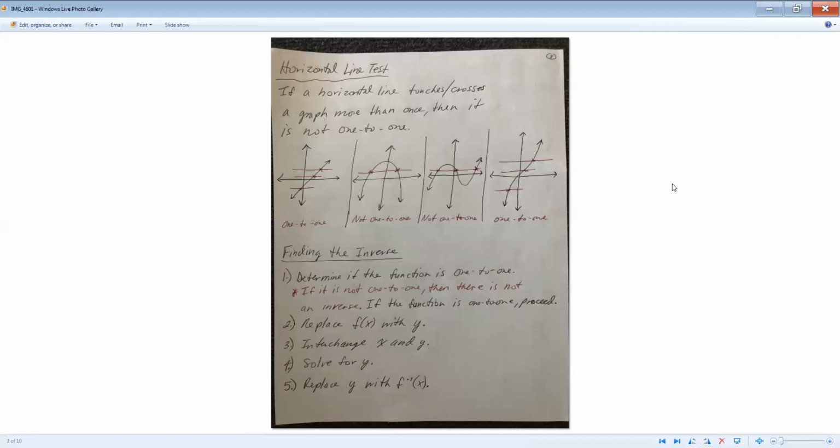So one of the easiest tests that we can use to determine whether a function is one-to-one or not is the horizontal line test, which is very similar to the vertical line test for functions. Horizontal line test: if a line touches across the graph more than once, then it is not one-to-one. So here we have a few examples.